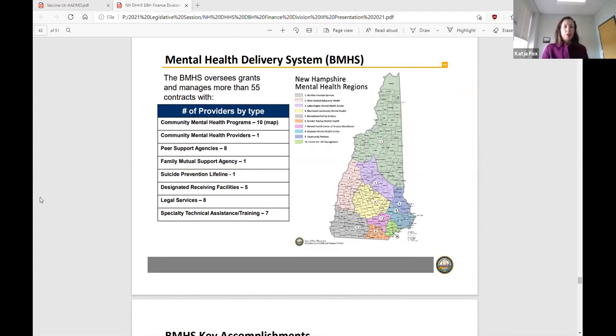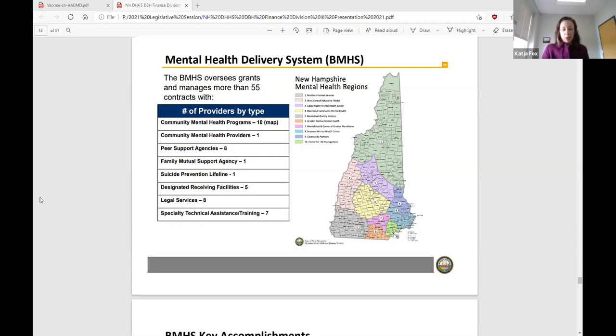So this really just gives a coverage map for the mental health regions. You probably can't see it, but you can blow it up on the screen with your individual documents that were shared with you via email, I believe. We have 10 community mental health programs, which is what the map covers. We have a community mental health provider, the aforementioned NFI. We have the 8 peer support agencies with 14 locations around the state. We have the Family Mutual Support Agency, which is Ken Norton's group, NAMI New Hampshire.